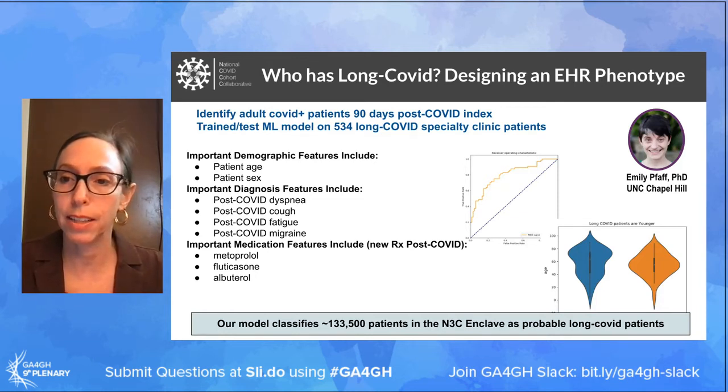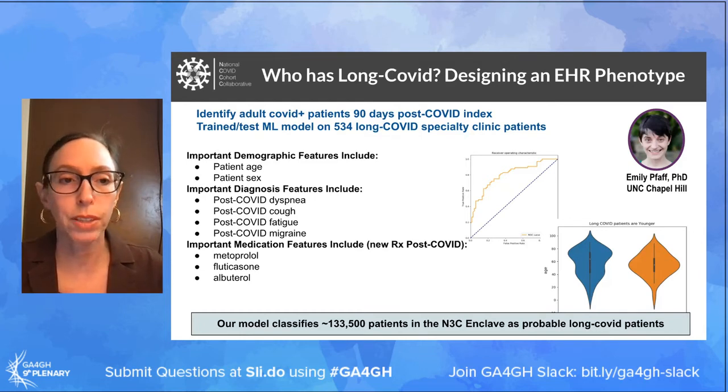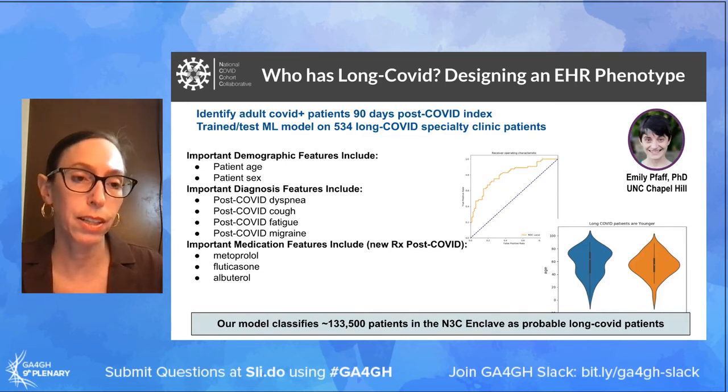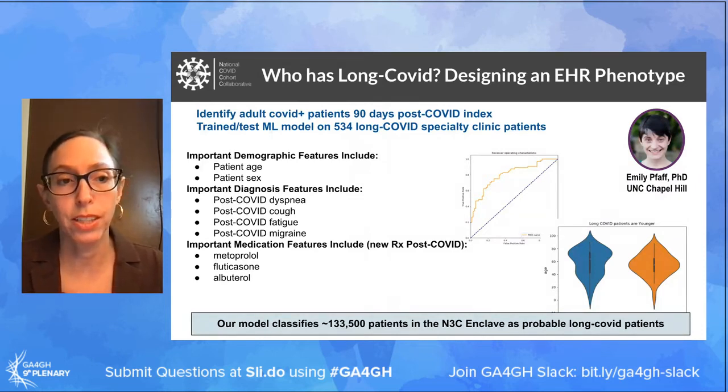And this is work that Emily Pfaff has been leading at UNC. What we've been working on is developing a machine learning model to understand how we define who has long COVID in the context of an electronic health record system. This is really important for patient recruitment for studies. It's really important for managing care.